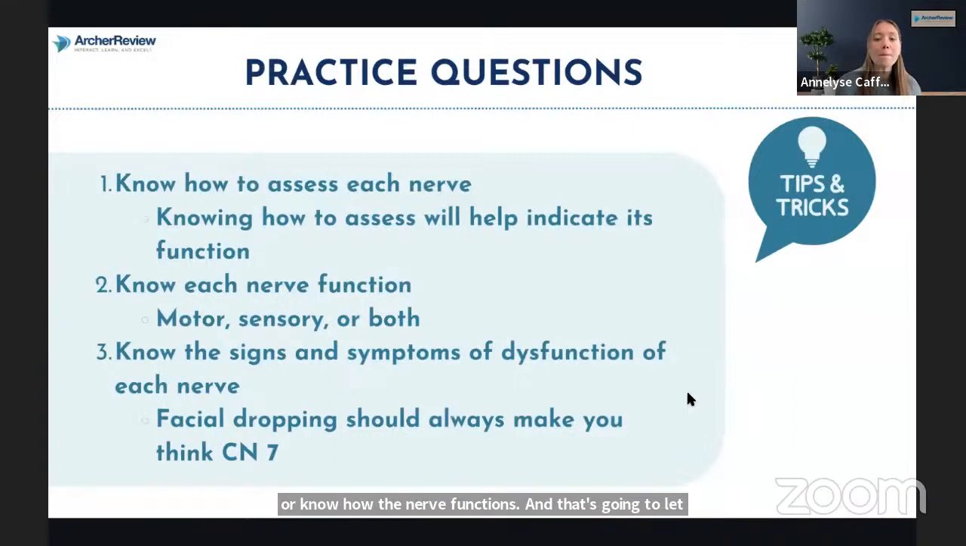Lastly, know the major signs and symptoms of major dysfunctions. You don't have to memorize all of them, obviously, because there's a ton of different ways that these nerves don't work. But facial drooping, for example, you should always be thinking that is going to be cranial nerve 7. Like we said, the inability to smell is always going to be cranial nerve 1. So know the really big ones that are important, and that's going to help you answer questions.